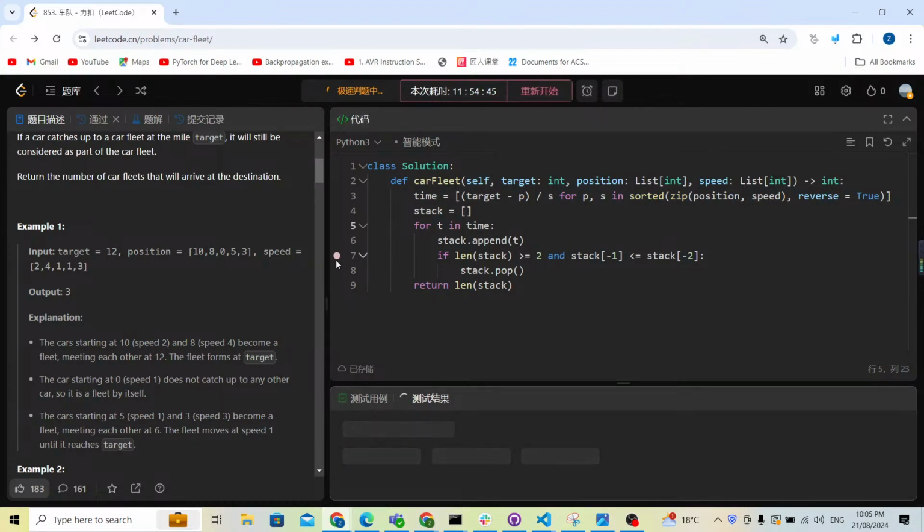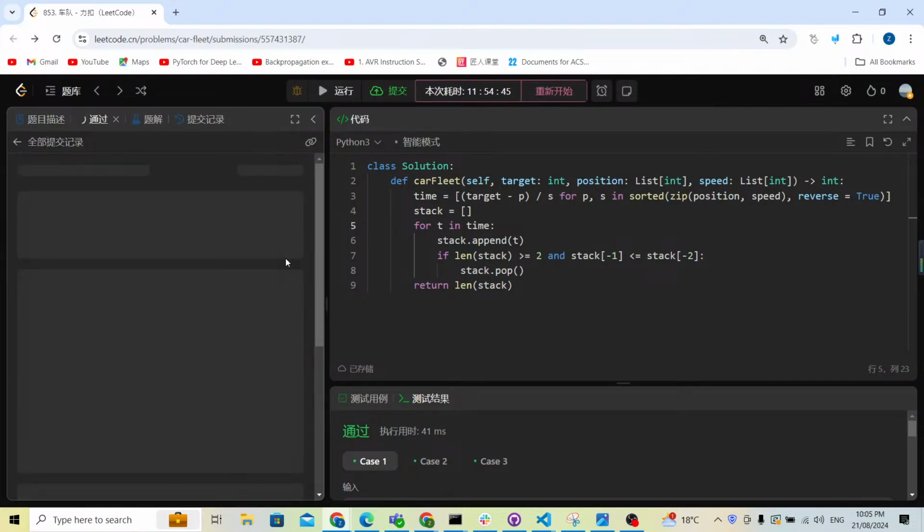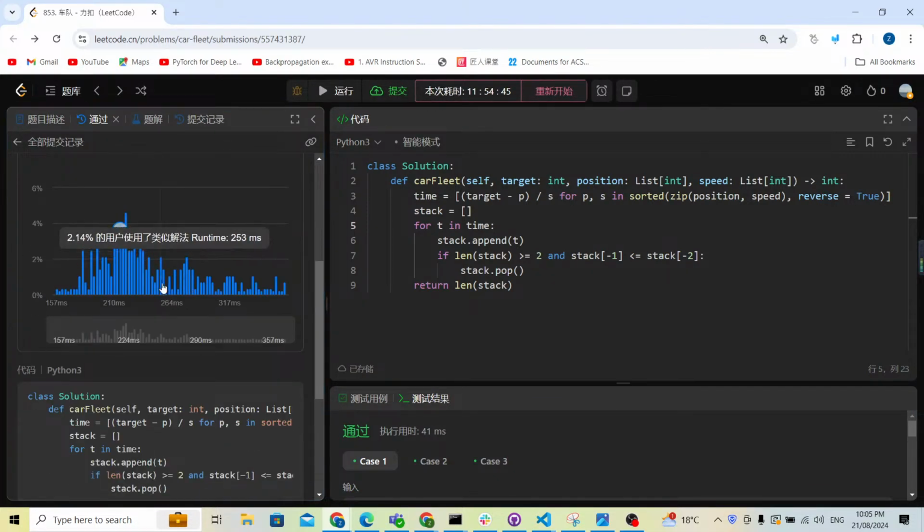Now let me just run it and submit it to check if it works. Yeah, as you can see, it works and it's pretty fast.